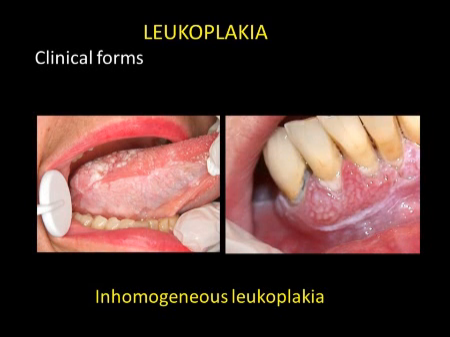Leukoplakias may also have an inhomogeneous appearance, combining thick nodular plaques with plaques that are thinner or have a punctiform appearance against an erythematous background. This is referred to as erythroleukoplakia. These inhomogeneous leukoplakias are much more suspect than homogeneous leukoplakias.